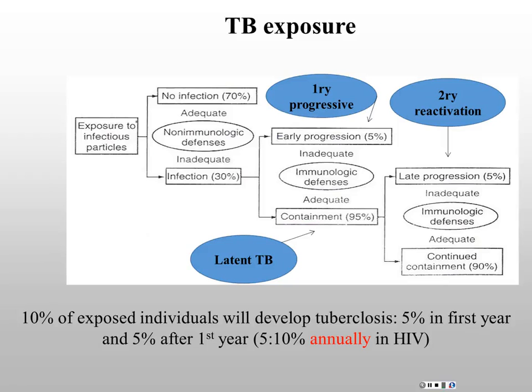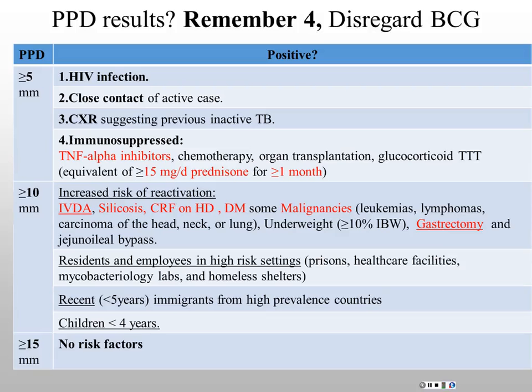So you have 5% after the first year and 5 to 10% each year. So if you have a patient with HIV and he has latent TB, there is a high chance that after 10 years, almost 100%, they can progress into active tuberculosis. That's why it's important to treat a latent TB.